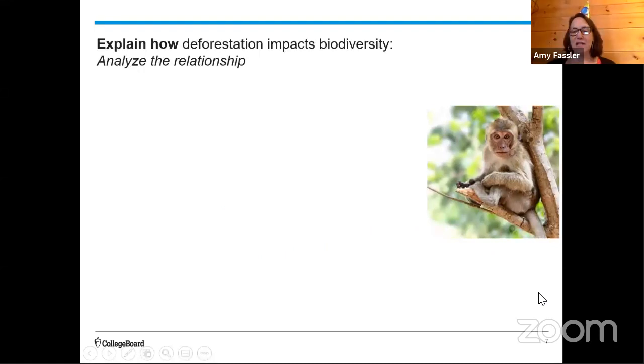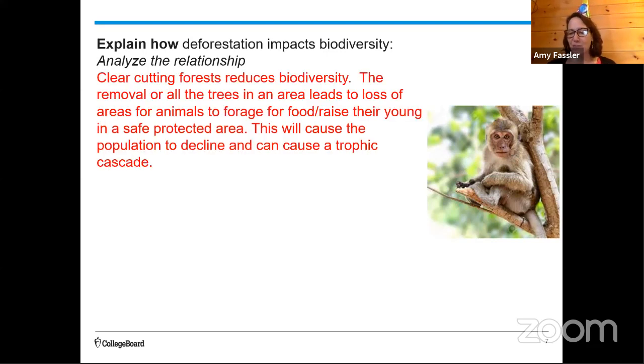So the next thing then, and we're going to diverge and come back to solutions in just a minute. I want to make sure you're clear on the difference between explain how and explain why, and how that's different than describe. So, explain how deforestation impacts biodiversity. I'm analyzing the relationship between deforestation and loss of biodiversity. So the first thing I want to do is come right out and say, deforestation reduces biodiversity. That's a statement of claim about what that relationship is.